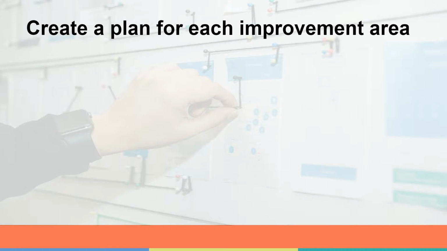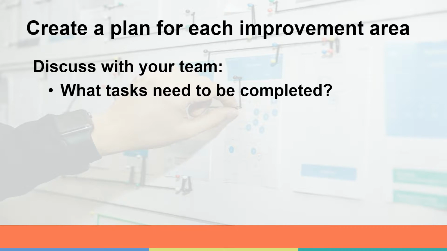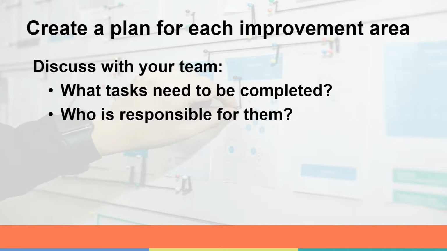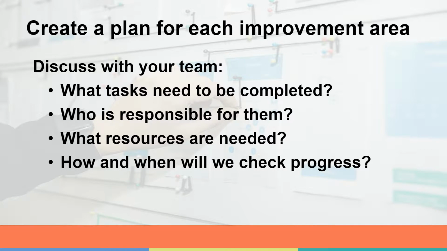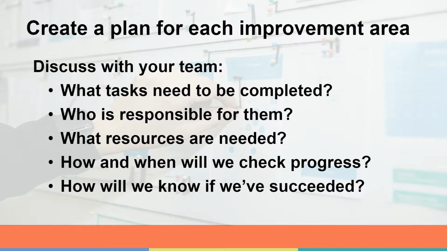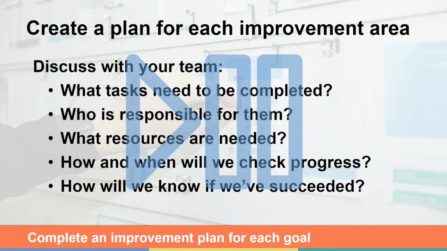It is now time to record the details. For each improvement area on your menu, create a plan. You could think of it as a recipe using the SMART Goals framework. Consider the following questions. What tasks need to be completed? Who is responsible for them? What resources are needed? How and when will we check progress? How will we know if we've succeeded? Using an improvement plan template provided by your local after-school network or organization, or one that you've created, complete an improvement plan for each goal. Pause the video and resume once you have completed your improvement plans.